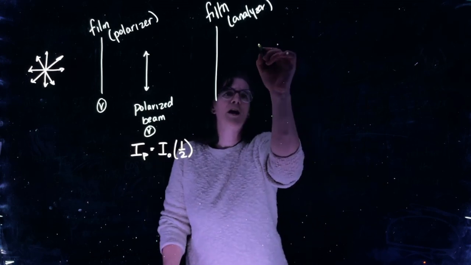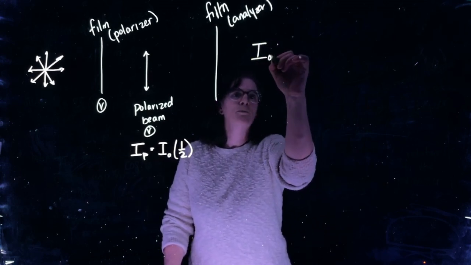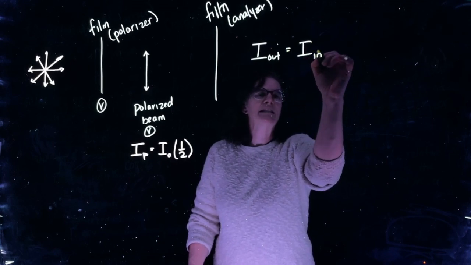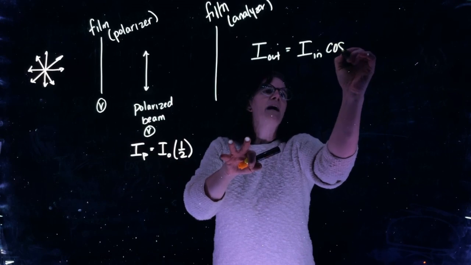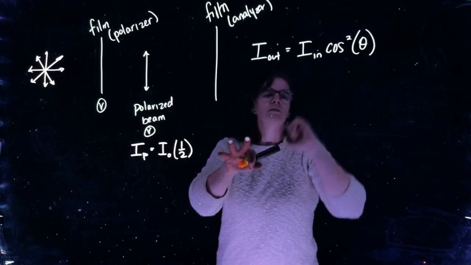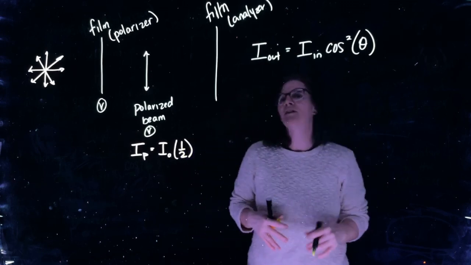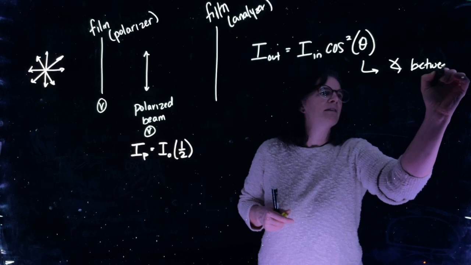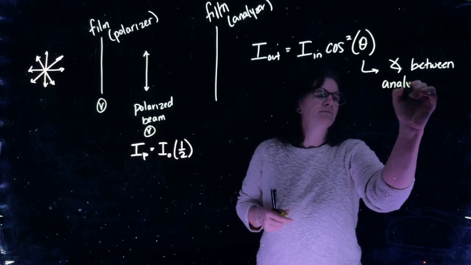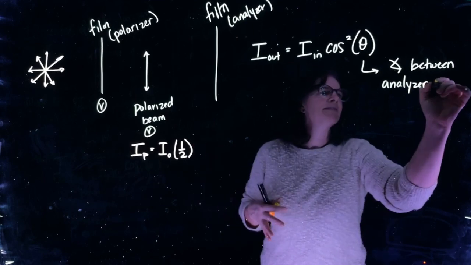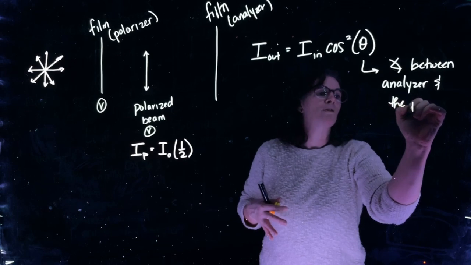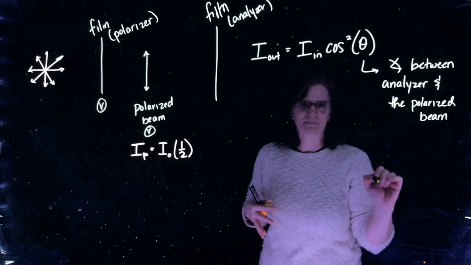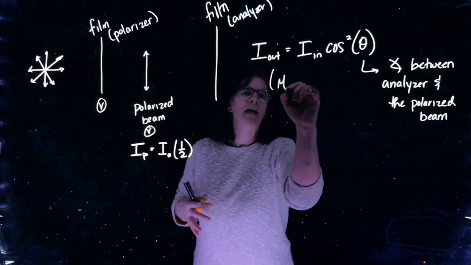And so Malus's Law tells us that the output intensity, the intensity here at the end, is equal to the intensity of what goes into that film times the cosine of the angle, and that whole thing squared. So I = I_0 cos²θ. And this angle is important. This is the angle between the analyzer and its orientation and the polarized beam. Okay, so this is what's known as Malus's Law.